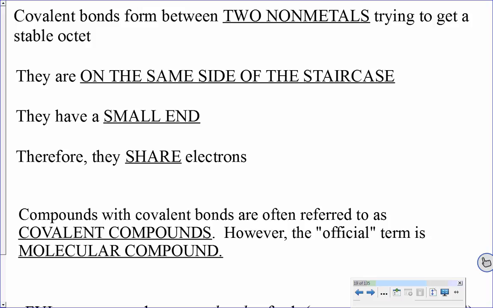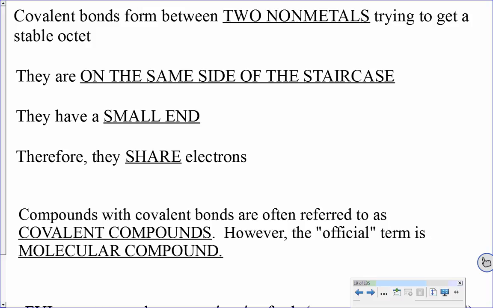If you think about when we talked at the beginning of the year about naming, when you have the prefixes, carbon dioxide, things like that, those are same side of the staircase compounds that actually bond by sharing electrons instead of transferring them. Because electrons are not transferred, there are no charges involved, and when you write these formulas, crisscross does not apply. So covalent bonds form between two nonmetals that are trying to get a stable octet.